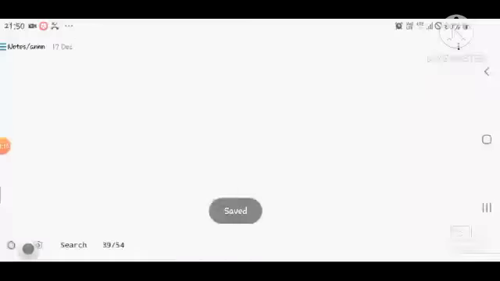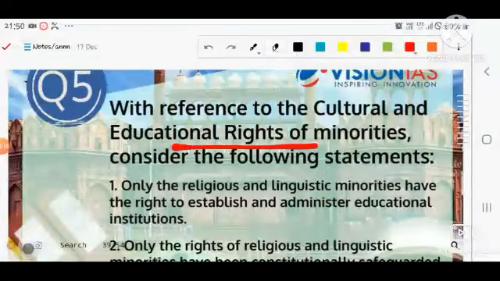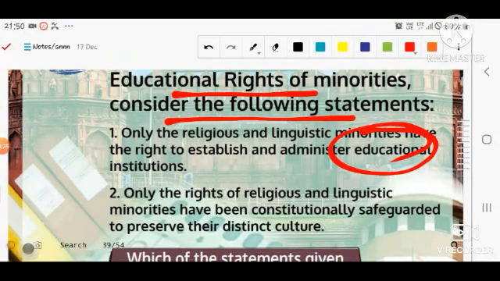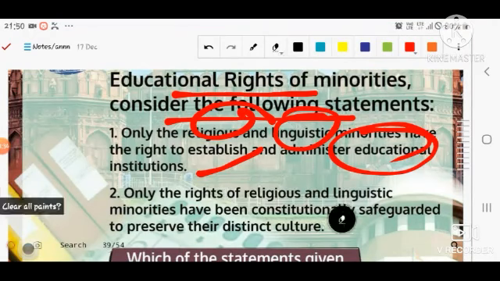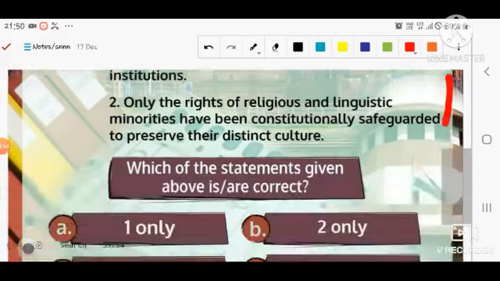Let's discuss the next question. The next question is about the politics section, with reference to the culture and education rights of minorities. Consider the following statements. Number first, only the religious and linguistic minorities have the right to establish and administer educational institutions. It means that only the religious and linguistic minorities are given the right to administer educational institutions as per the constitution or law. Number second, only the religious and linguistic minorities have been constitutionally safeguarded to preserve their distinct culture. So you have to tell the correct option.